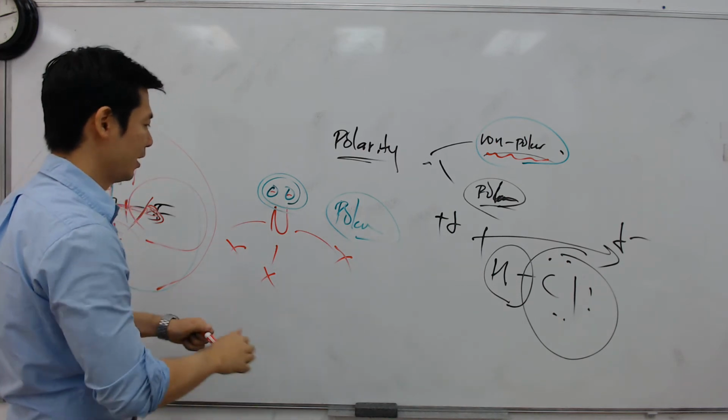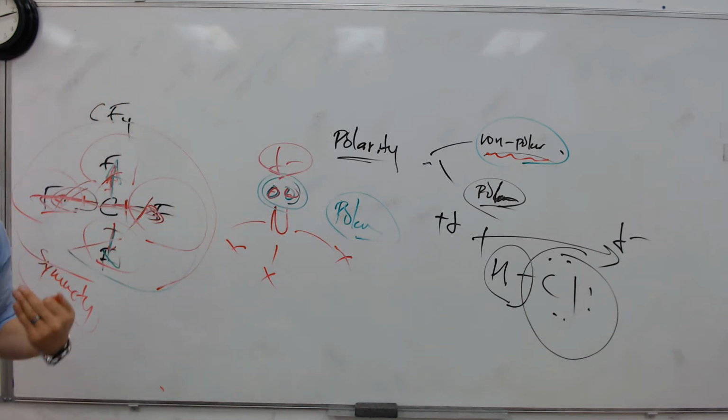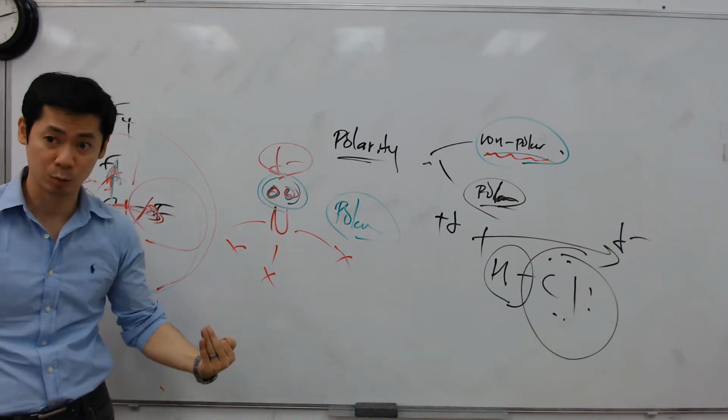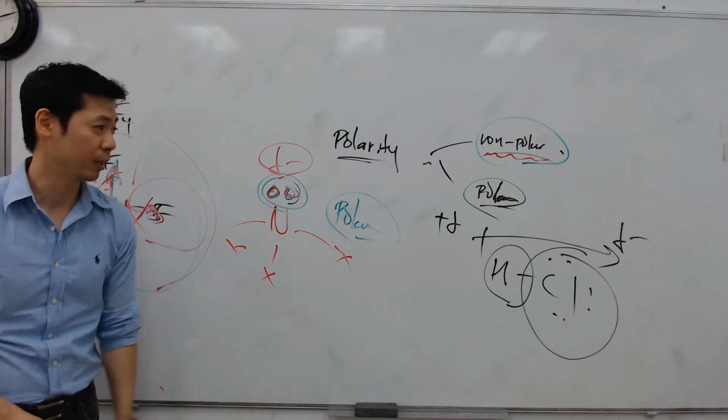But with something like this, there's a lone pair of electrons, and this becomes partial negative, which means this must be a polar molecule. That is something you have to know. It's very important to understand this because, based on this, you have to determine their intermolecular forces.